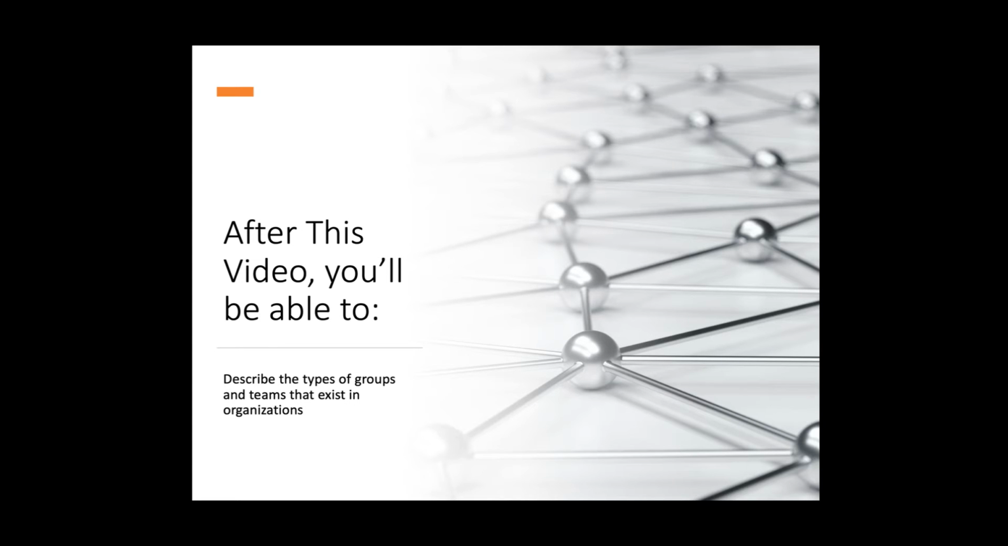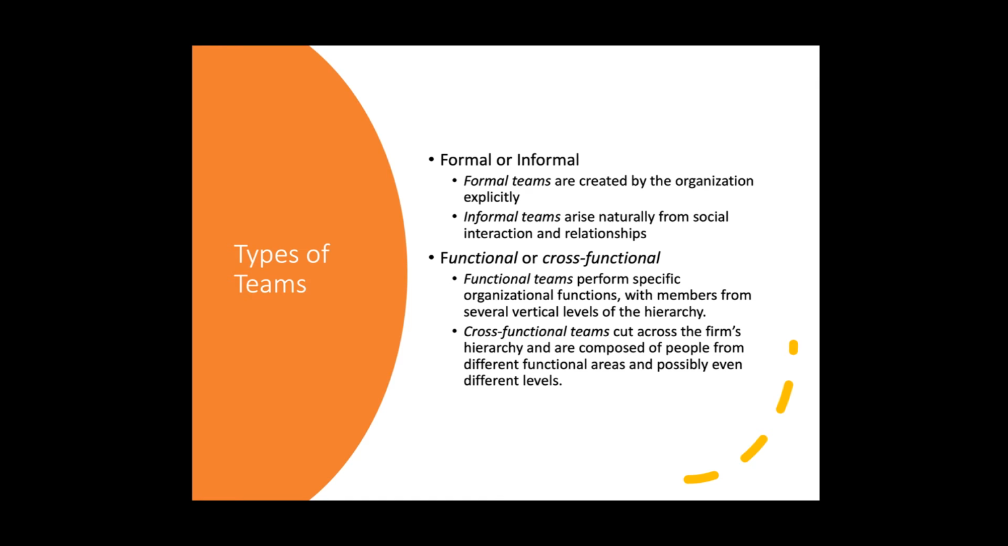All right, so when we talk about teams, we realize that there's a couple different ways to think about them in organizations. You see them here on this slide. The first way is to think of, is it a formal team or is it an informal team? And you see the distinction here on the slide. Formal teams are created deliberately and explicitly by the organization, whereas informal teams arise naturally from normal social interaction and relationships that happen in between colleagues.